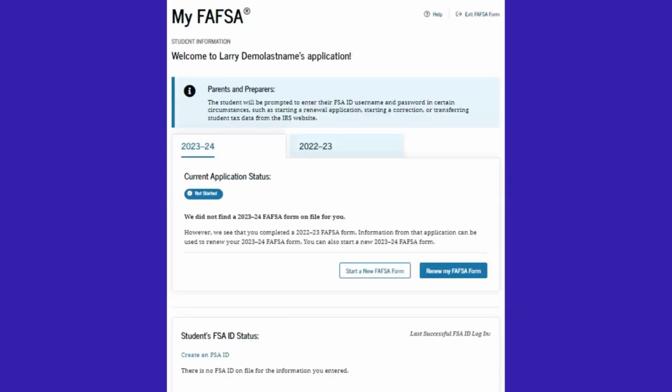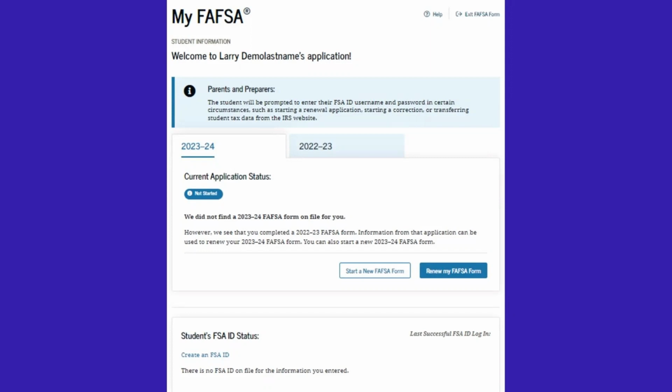We're going to do the demonstration for our student, Larry Demo. One of the things I want to make sure that everybody understands is that when you apply for financial aid, you are applying for financial aid for the school year in which your student will be attending the school. So in this case, for current seniors who will be attending during the 2023-24 school year, it's really important that you use the 23-24 application.